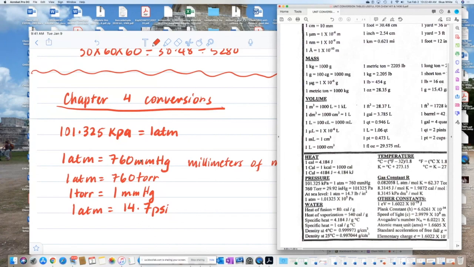You know how the old school thermometer that they used to use in the hospital or even in school had mercury in it? So they use that same setup to measure the pressure. And the way they measure the pressure is by measuring how high up the mercury goes in the column.